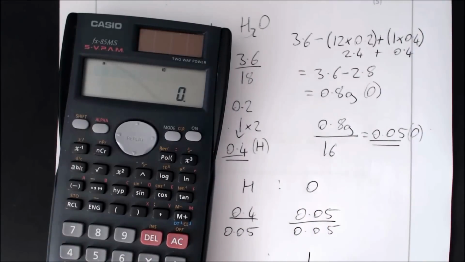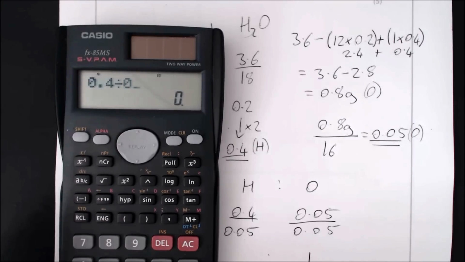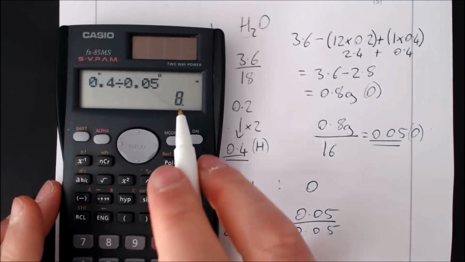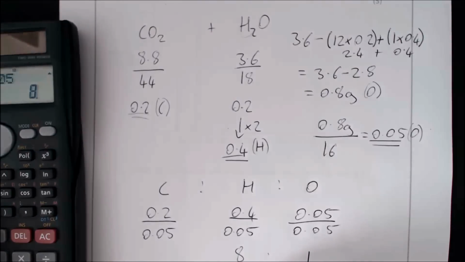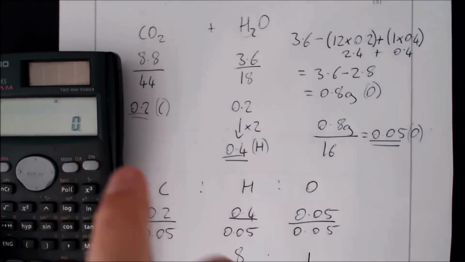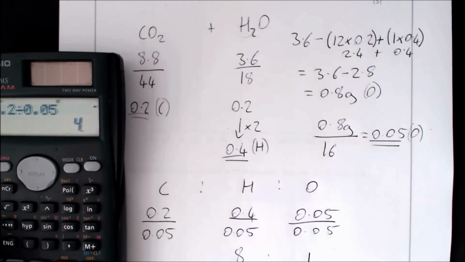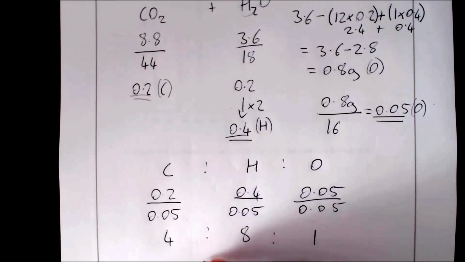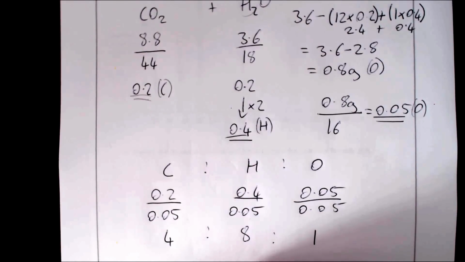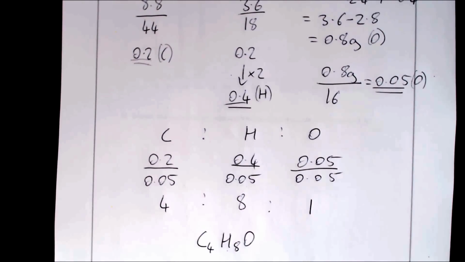Bringing our calculator back again, 0.4 divided by 0.05 gives us a ratio of 8, so I'm going to put 8 underneath there. Our next one is 0.2 divided by 0.05; press equals, and we get 4. So that one goes in there. Our empirical formula is going to be C4H8O. There you go, and that's our final answer.